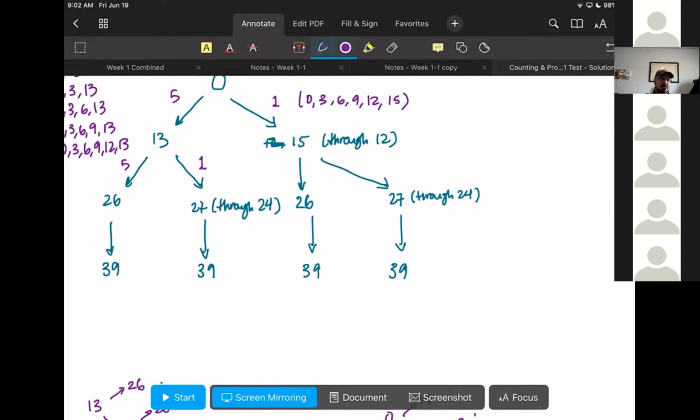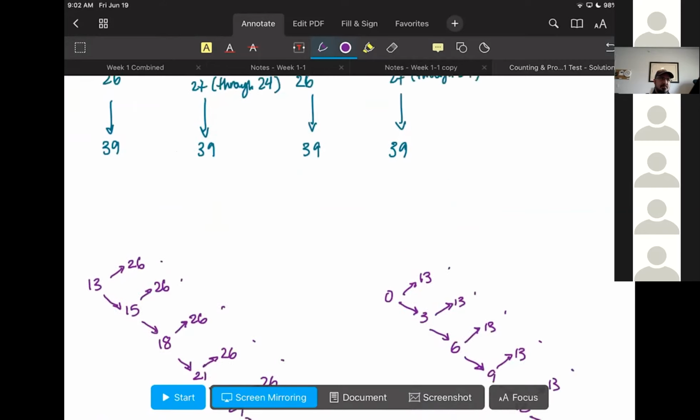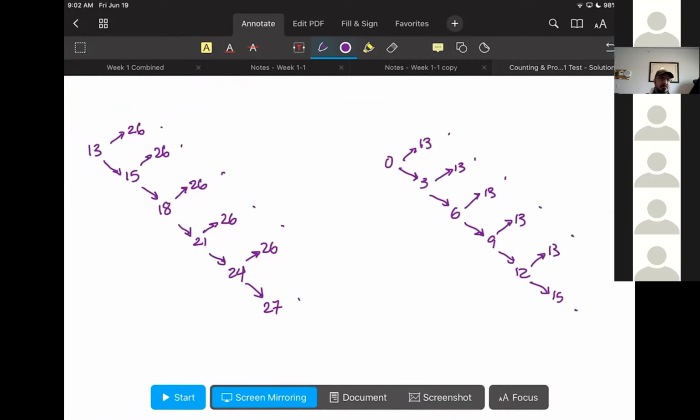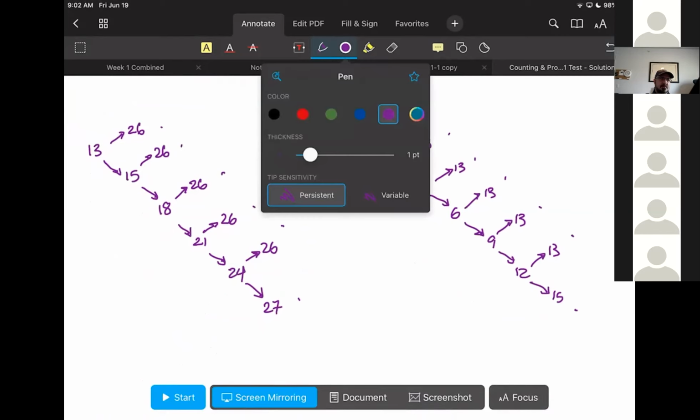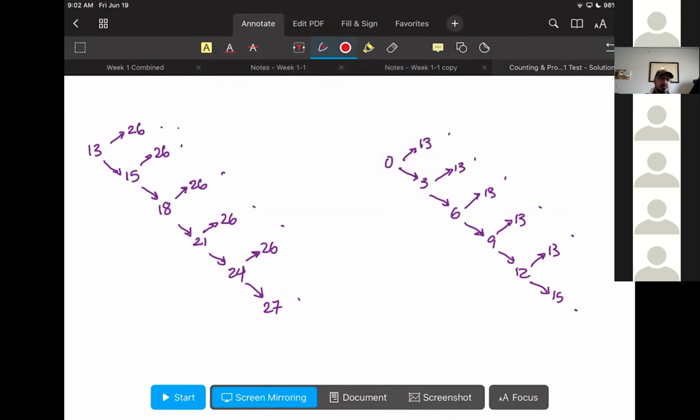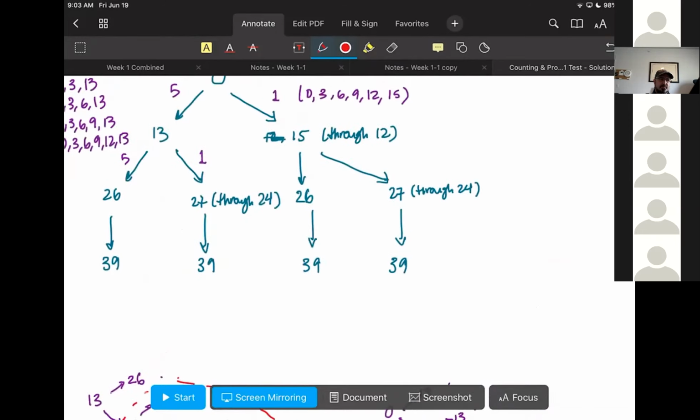And then we can do the same thing on the right branch over here. So if I start with 15, I actually draw out this tree over here. If I start at 15, there's 4 ways to get to 26, and then 1 way to not go to 26. So here, there's 4 ways and 1 way.